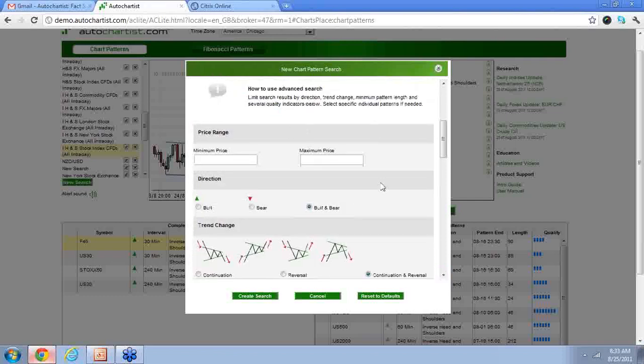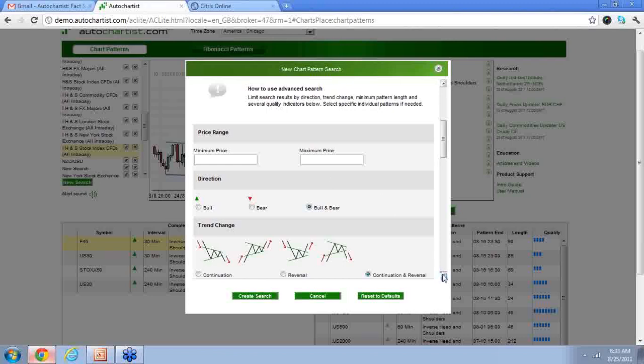Now, if I'm trading equities, sometimes I want to use the minimum price and the maximum price filters. I'm not comfortable with trading stocks that are very low price and very high price. I like something in the middle that's going to attract a lot of volume and a lot of activity from high frequency traders or institutions.